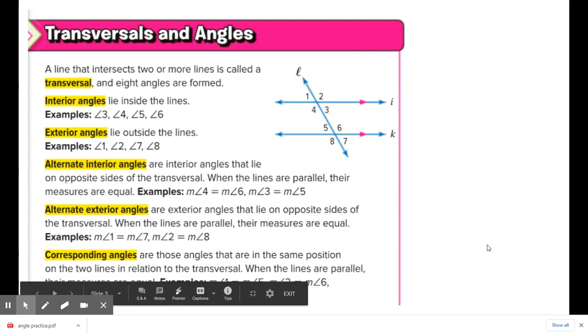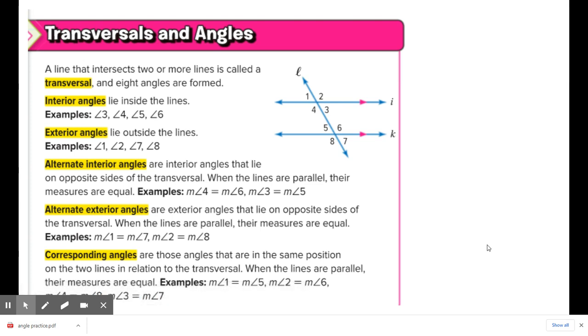Here are some definitions. The transversal is that line that crosses through, it travels across two lines, and we're working on parallel. Interior angles are 3, 4, 5, and 6. Exterior 1, 2, 7, and 8. I know I'm going through these fast. You might have to pause again.